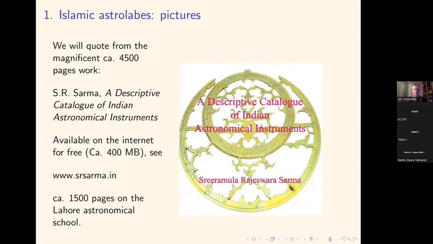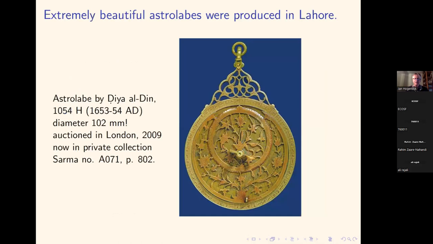So a lot of these pages have photos and descriptions of Islamic astronomical instruments, which are all extremely beautiful, or almost all extremely beautiful, as you will see. So I think everybody in Pakistan should know that extremely beautiful astrolabes were produced in Lahore in the 16th and 17th centuries. I mean, if you look at this, this is, on one hand, a mathematical precision instrument.